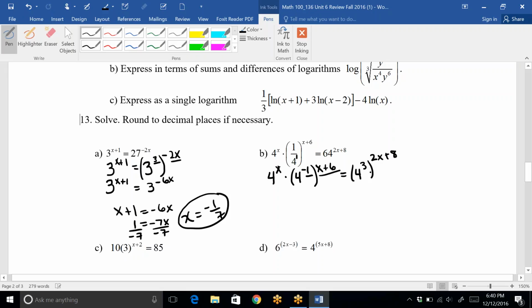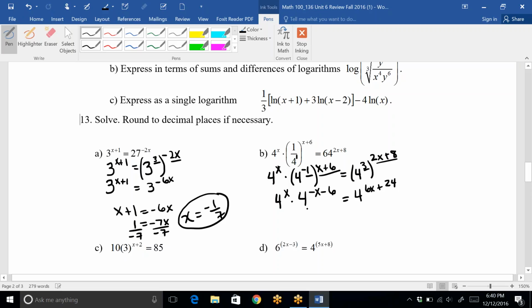Go ahead and do power, which is these two groups. You distribute because this is multiplication. So I now have 4 to the x for the first part, 4 to the negative x minus 6, because you distribute the negative 1, and this equals 4 to the 6x plus 3 times 8 is 24.